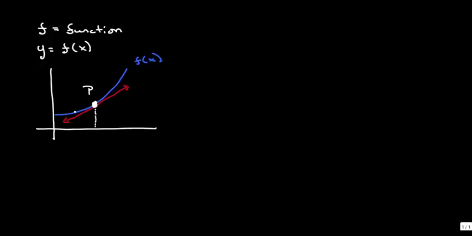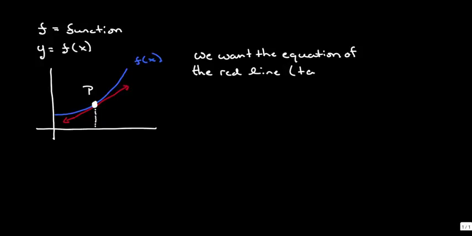Now, this curve follows this line, or this line follows this curve, very close to P, and that's the idea of the tangent. Now, that's a really informal definition, so we'll get something a little bit more precise in just a little bit. But for right now, for our story, we want to determine what's the equation of this guy. Okay, so we want the equation of the red line, which is the tangent line.